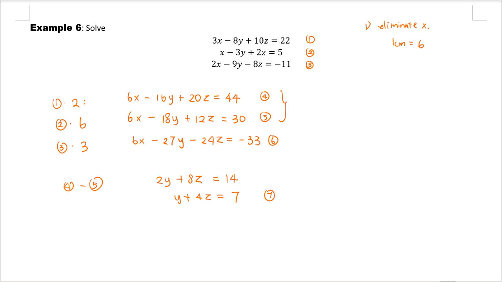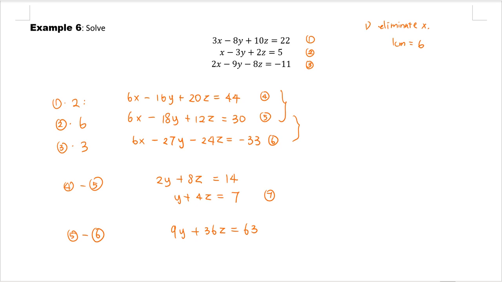And then we want to pick 2 other equations to get rid of x. Let's see, which one? Maybe we should use 5 and 6. So we use equation 5 minus equation 6. 6x cancel. Minus 18 plus 27 is 9y. And then 12 minus negative 24 becomes 12 plus 24, which is 36. 30 minus negative 33 is 30 plus 33, which is 63.